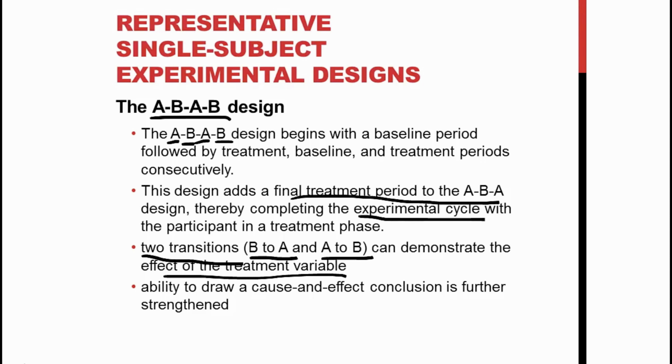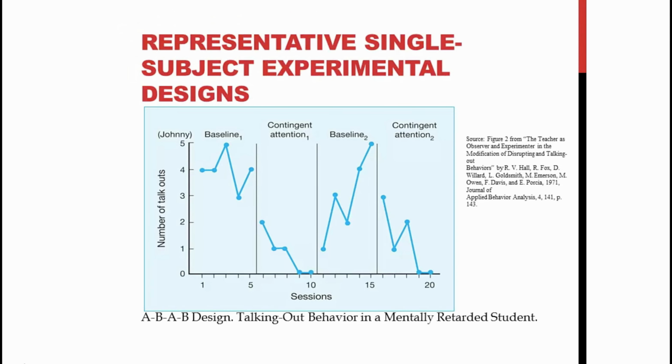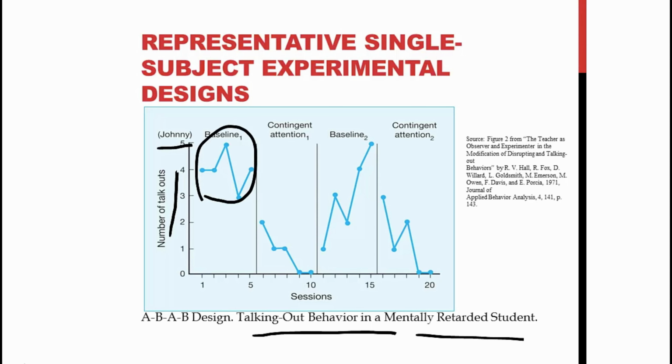Of all the types of designs for the single subjects design, this one allows us to best determine cause and effect relationships and has the most internal validity. Here is an example of an ABA-B design. Here we're looking at talking out behaviors of a child who has mental retardation. So number of talking out behaviors of, it looks like Johnny here, during the baseline phase looks like about 3 or 5 approximately per day.